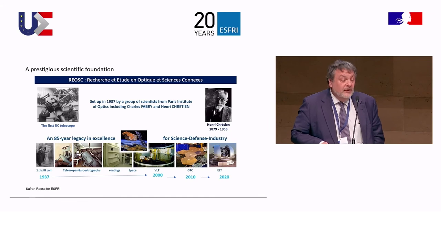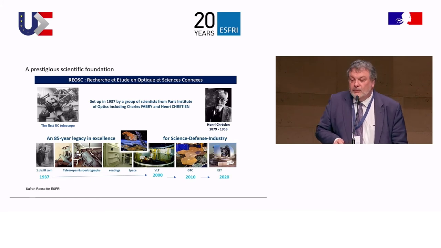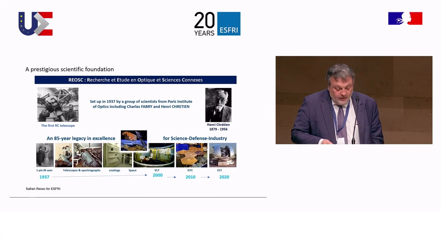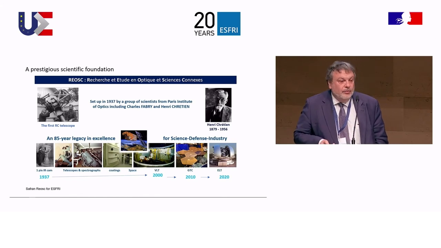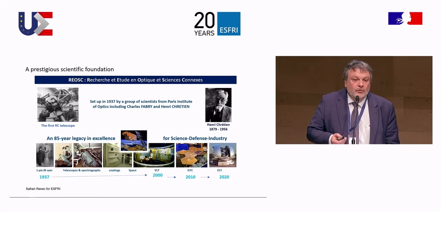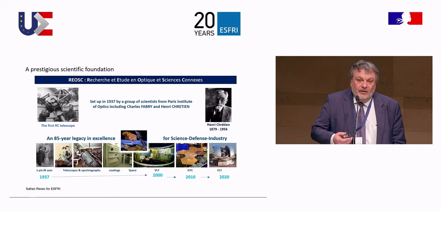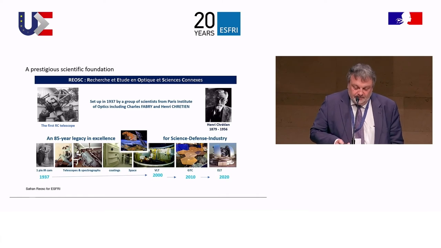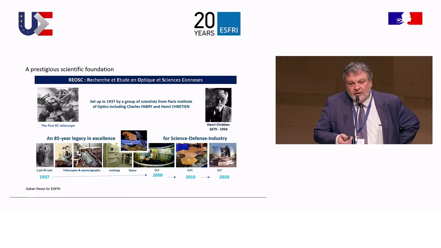Okay, what is SAFRAN REOSC? It was created in 1937 by a group of scientists from the Paris Institute of Optics with the objective to spread technology from science to industry. It was the startup of the time. We are a small company, 180 persons, and a 100% subsidiary of Safran Electronics & Defense from the Safran Group. Our skill is to develop high-performance optics and thin film coating. Our fields of expertise are astronomy, space, defense, and industry.